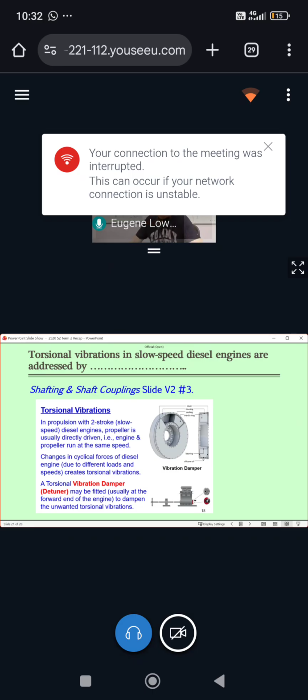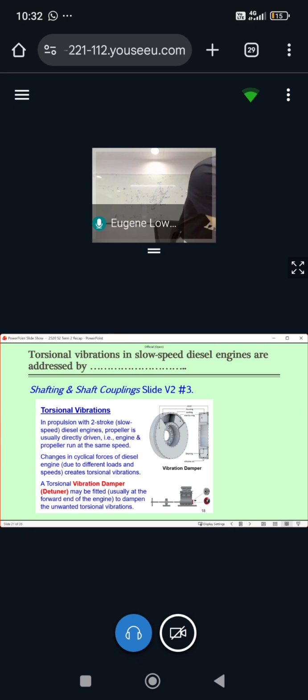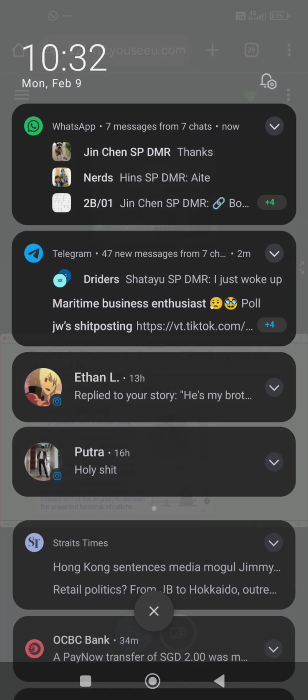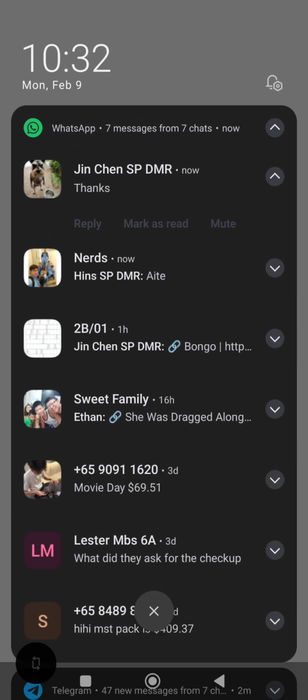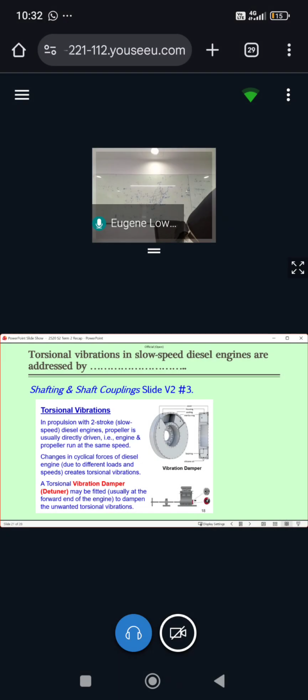Okay, give me just 1 minute. Connect my power supply, right? Okay, power supply on.